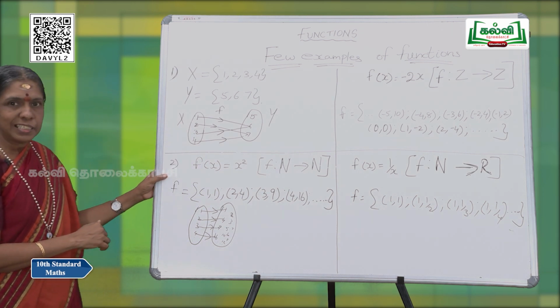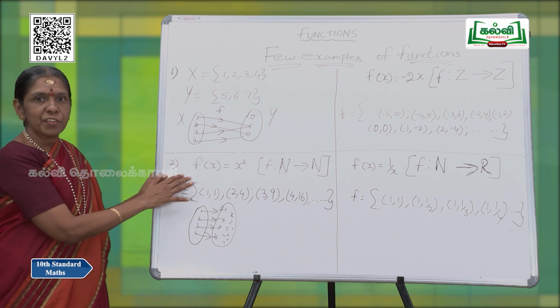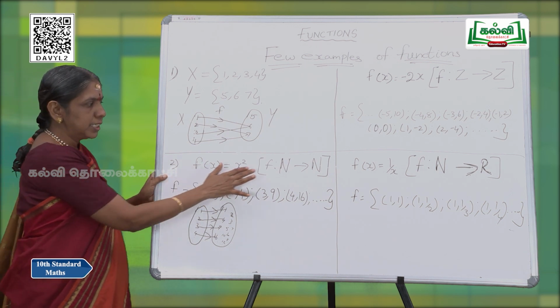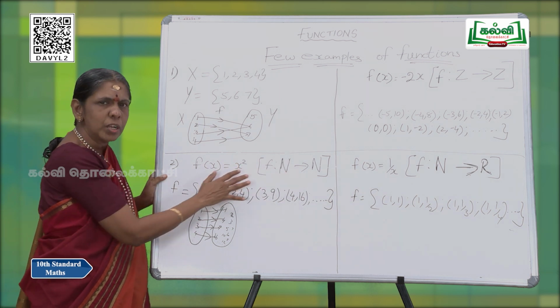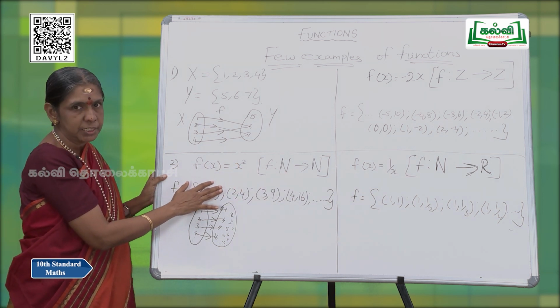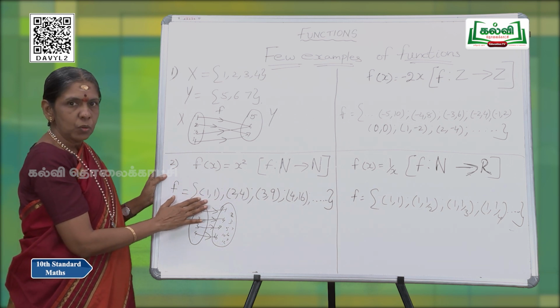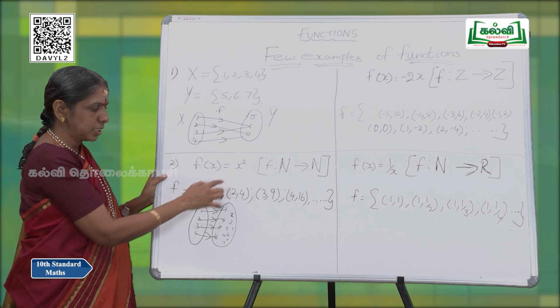Now, let us go to the next example. f(x) is equal to x squared. It is a very interesting function. It is a function from N to N. What does N represent? N represents the set of natural numbers. So, you get the ordered pairs (1, 1), that is 1 squared is equal to 1.